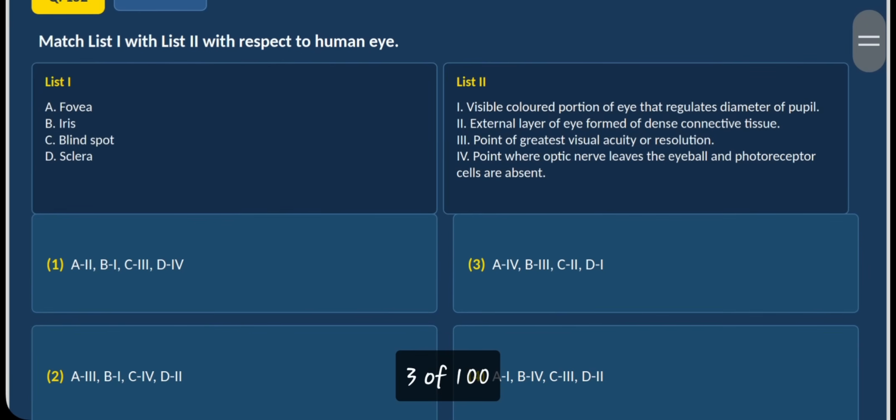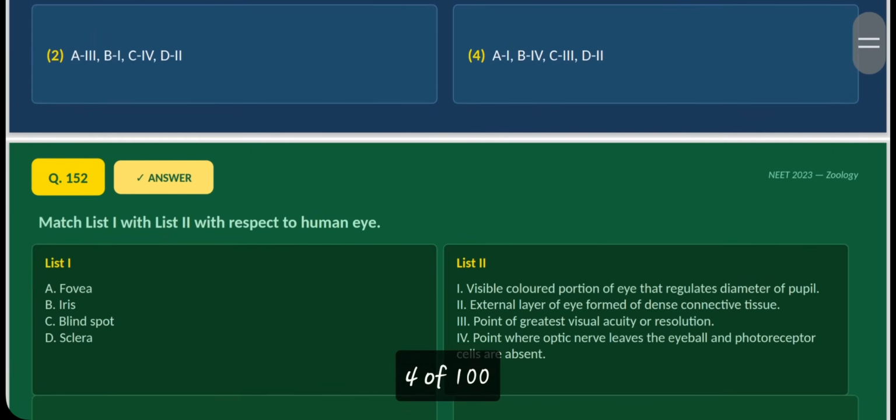Next one, match the following. Here you can see in list one: fovea, iris, blind spot, sclera. You have to compare this with the correct part of it. What is fovea? Is it the visible colored portion of the eye that regulates the diameter of the pupil? Or is it the external layer of the eye formed of dense connective tissue? Or the point of greatest visual acuity or resolution? Or the point where optic nerves leave the eyeball and photoreceptor cells are absent? You have to match list one with list two.